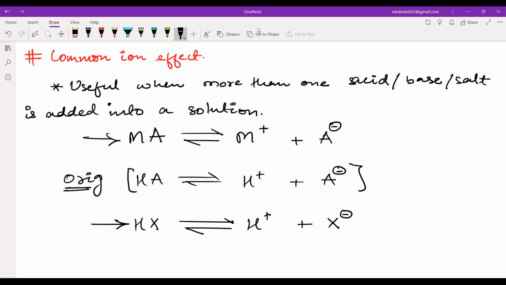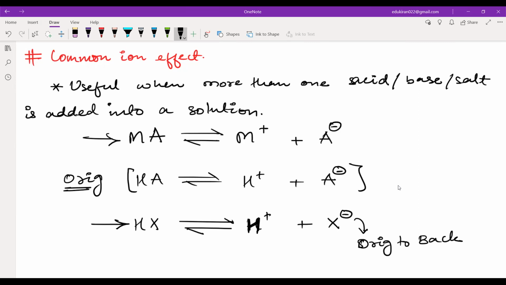So let us talk about HX. If I am adding HX, then the concentration of H plus is increasing. Yes or no? If the concentration of H plus is increasing, what will the equilibrium do? The equilibrium will shift the original reaction backwards, because it wants to decrease the concentration of H plus.